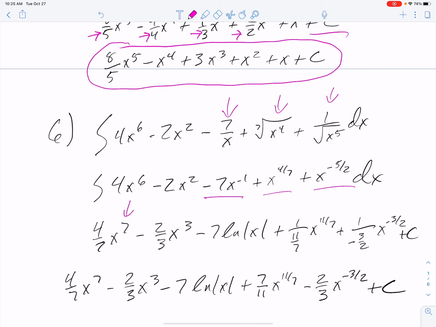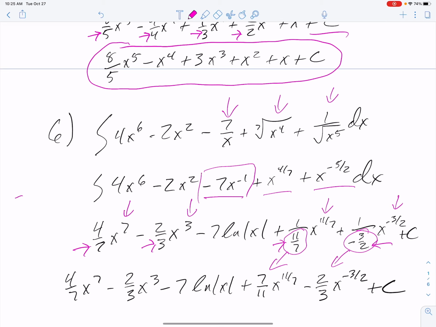So as I continue my practice of adding 1 and dividing by the new exponent, we're going to talk about this term in just a second. Add 1, divide by my new exponent, add 1, divide by my new exponent. Again, dividing by a fraction leads to multiplying by its reciprocal.